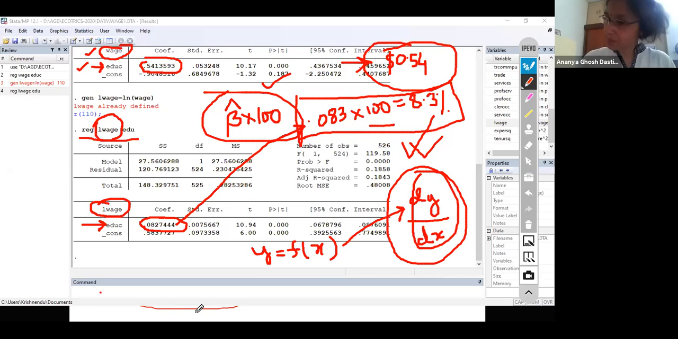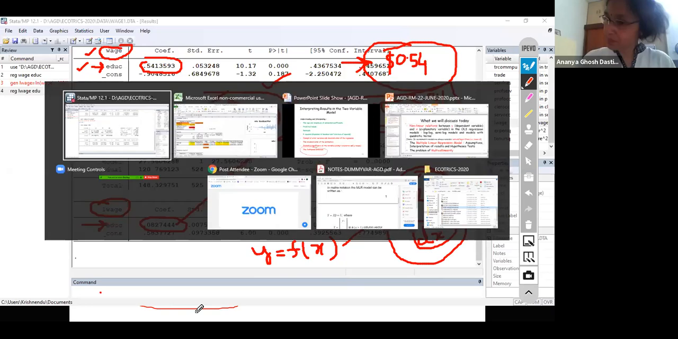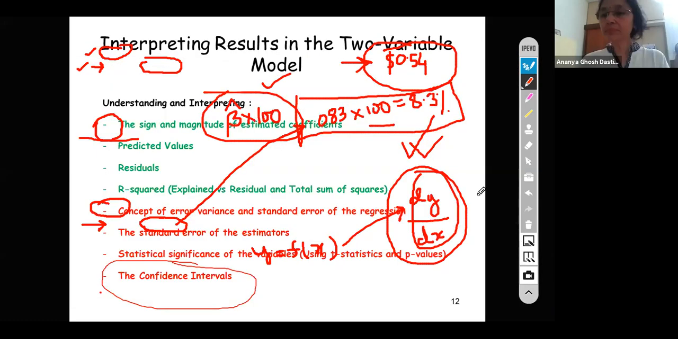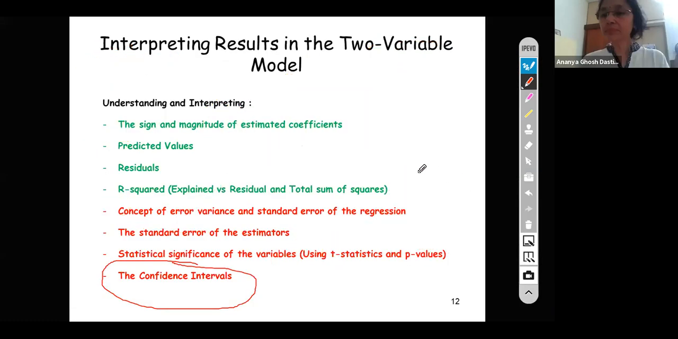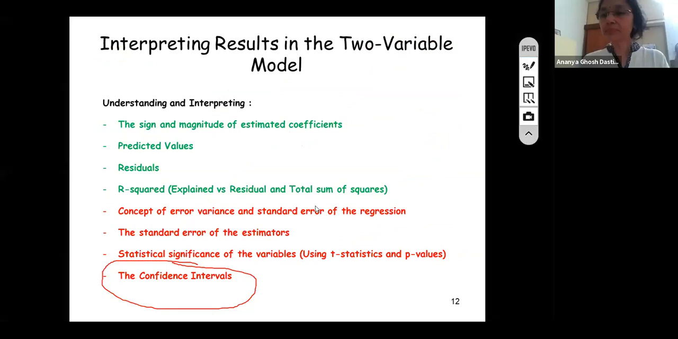Let me now take you to trying to understand what is going on when we are talking about interpreting coefficients from a nonlinear model.